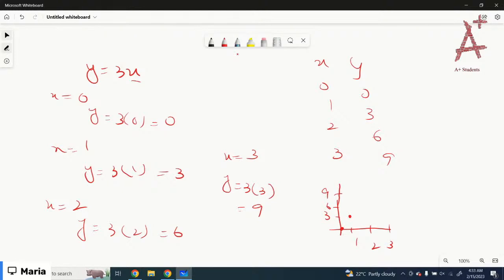You can match these values to the x and y axis. When x is 2, y is 6. When x is 3, y is 9. Just connect these points and make a straight line. Got it? It would be a straight line like this. Got it?